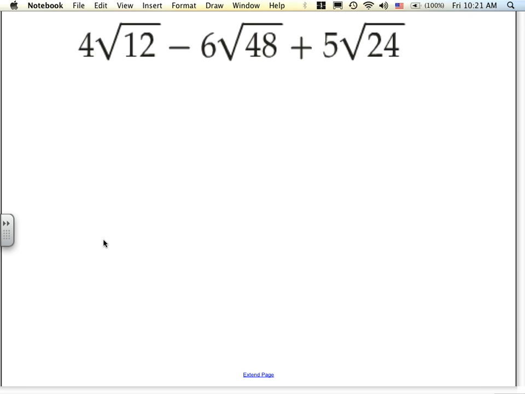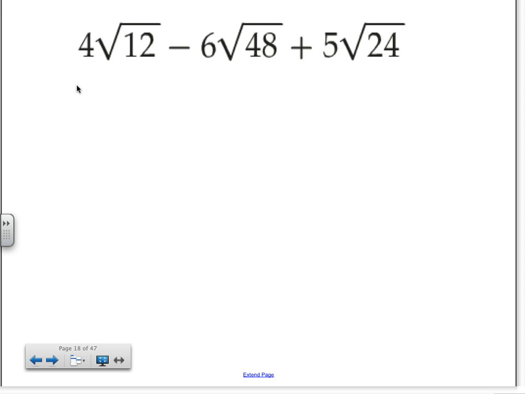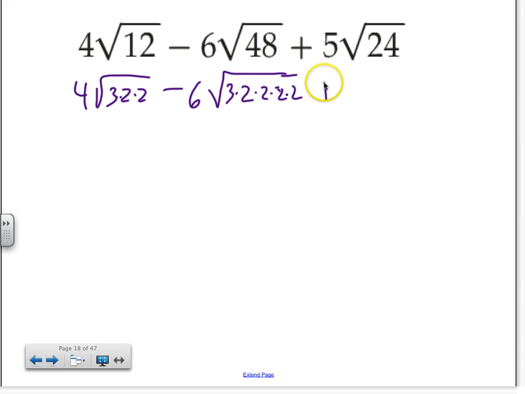For root 12, you break it down, what do you have? 3 times 2 times 2. Yes, so 3 times 2 times 2. There. So I just go ahead and break each one down. For 6 root 48, what do you have? 3 times 2 times 2 times 2. Okay, so 3 times 2, that's 6, and then 8 is 2 times 2 times 2. Agree? Yep. For 24, 3 times 2 is 6, and it times 4, which is 2 times 2. There. Any problem doing that? No.